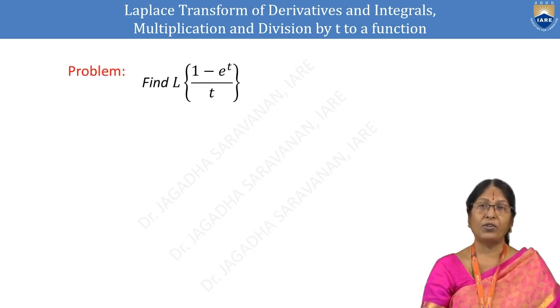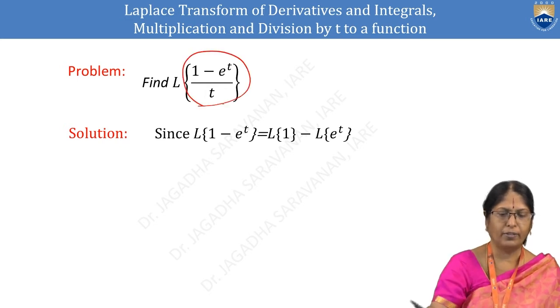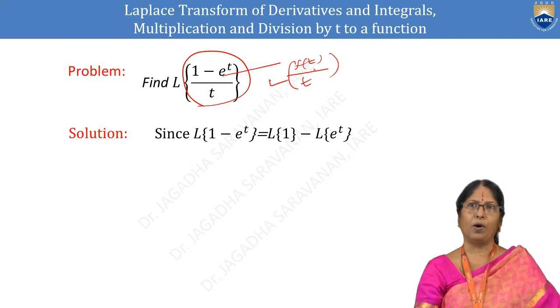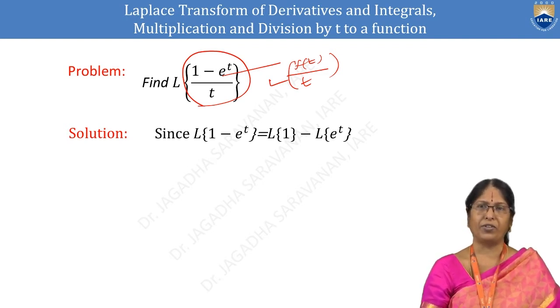Now, if the function is divided by t, then how do we deal with it? First, the given problem is f of t in the numerator, divided by t. We have to find the Laplace transform of f of t by t. First, we will concentrate on this numerator, that is f of t. Our f of t is 1 minus e power t. Fine.